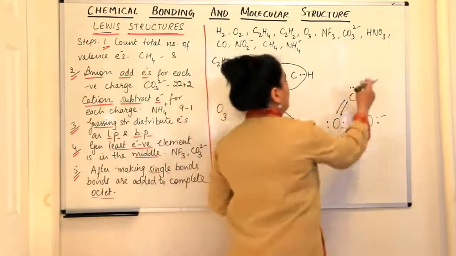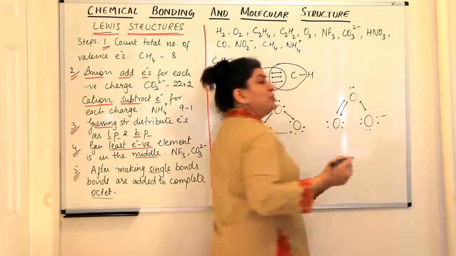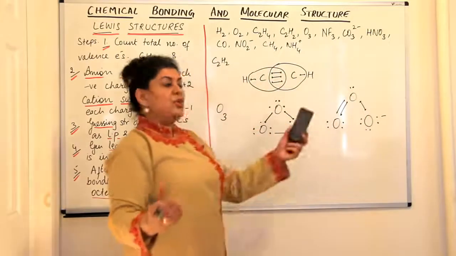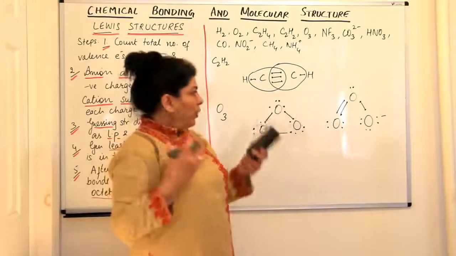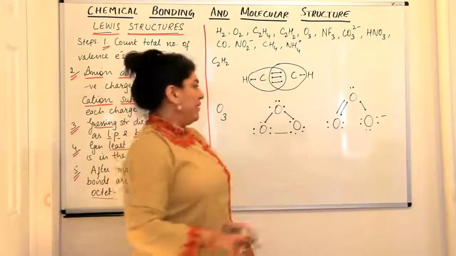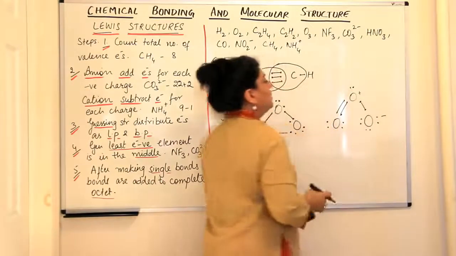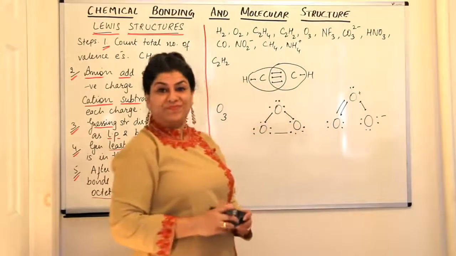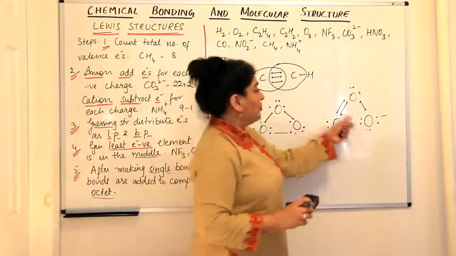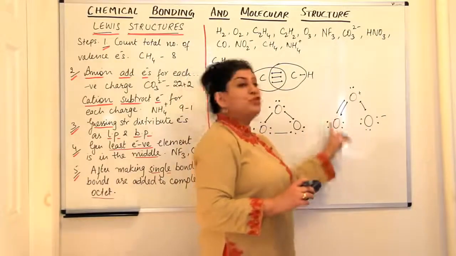And such a bond is known as a coordinate bond, where the contribution of the electrons is not done by both the atoms, but one atom contributes the pair of electrons, and that atom that contributes the pair of electrons acquires a positive charge. So the actual structure of ozone with later study was found to be this.